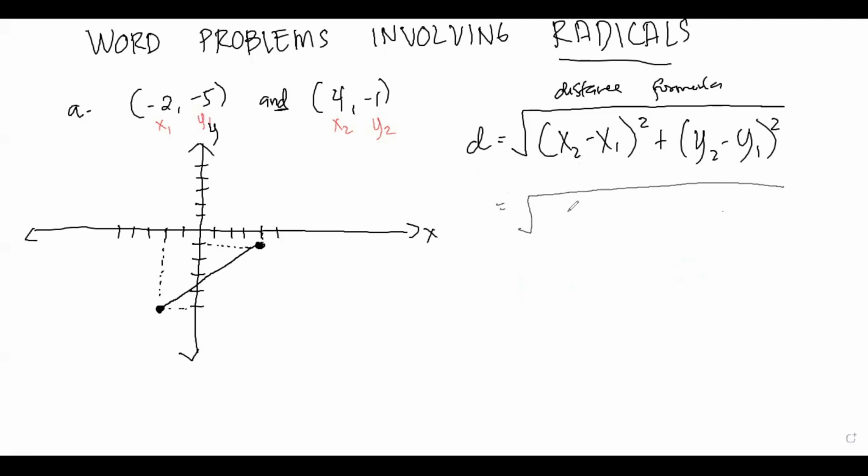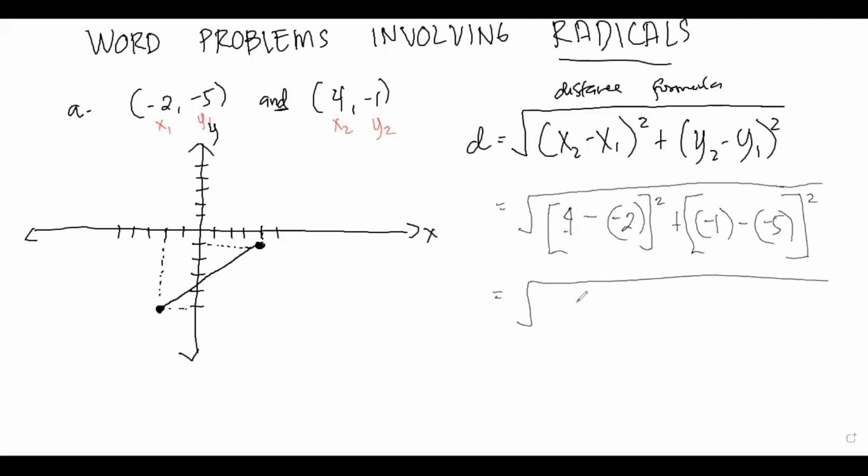X sub 2 is 4 minus x sub 1 is -2. Then put these values inside the brackets. Then don't forget the exponent. Plus y sub 2 is -1 minus y sub 1 is -5. Again, put these values inside the brackets and copy the exponent. Then simplify. 4 minus -2 is +6. Then don't forget the exponent. Plus -1 minus -5 is what? It's +4. Again, don't forget the exponent.